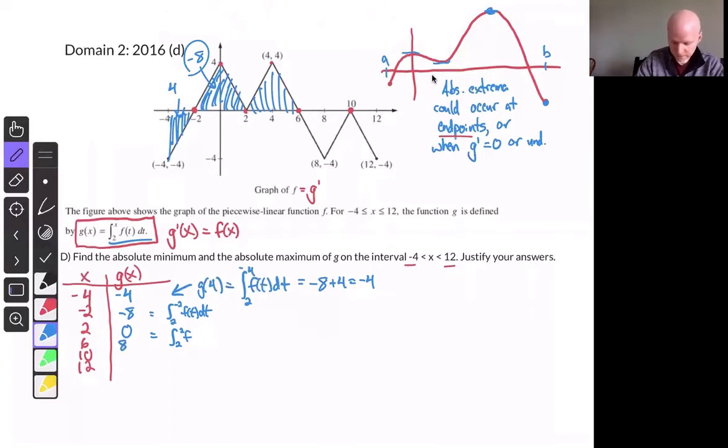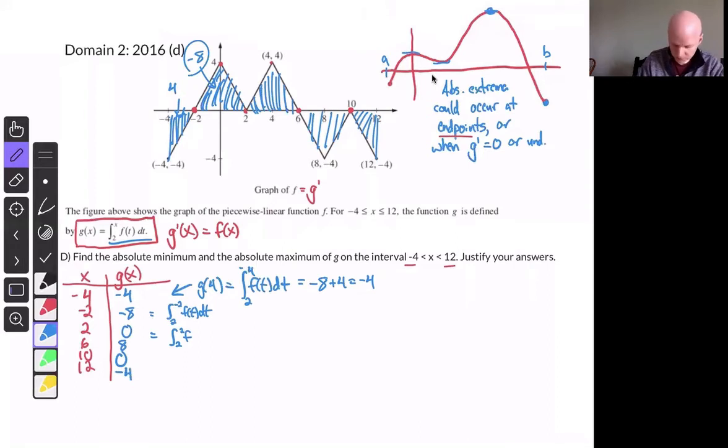G of 10 will be this triangle plus this triangle right there. So positive area of 8 plus a negative area of 8 will give us an area of 0. And then 12 adds in this little negative area right there. So we have 8 plus -8, and then -4 again, which puts us at -4.